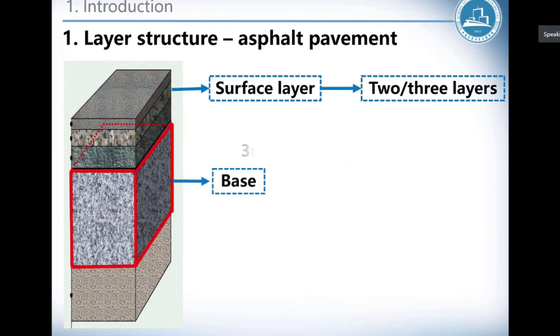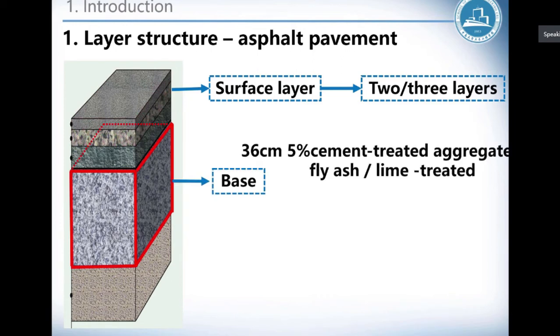And the second layer is the base layer. Generally in China, this layer is about 36 centimeters thick, while the material is about 5% cement treated aggregate. And sometimes, if cement is not used, people will use fly ash or lime. We use these 2 materials to treat the aggregate.